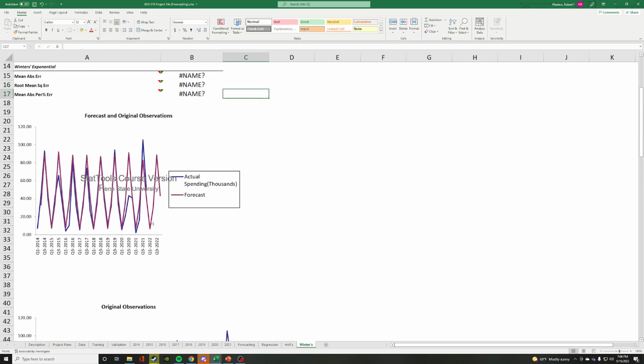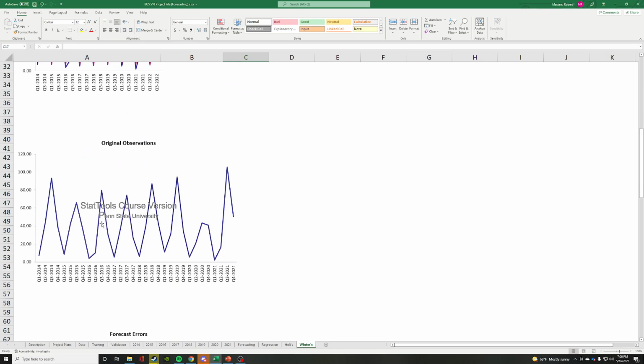We'll take a look at the original observation, not so much the forecast here, but looking at the original observation, we can see these massive peaks and dips. During this time, she's very busy. She has a lot of clients. She doesn't really have time to service everybody.